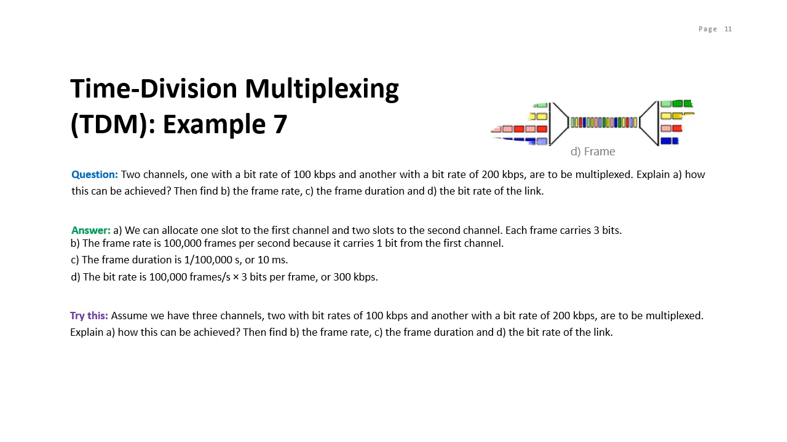Assume that we have 3 channels, 2 with bit rates of 100 kilobits per second and another with a bit rate of 200 kilobits per second, and they are to be multiplexed. Explain how this can be achieved, then find the frame rate, the frame duration, and the bit rate of the link.